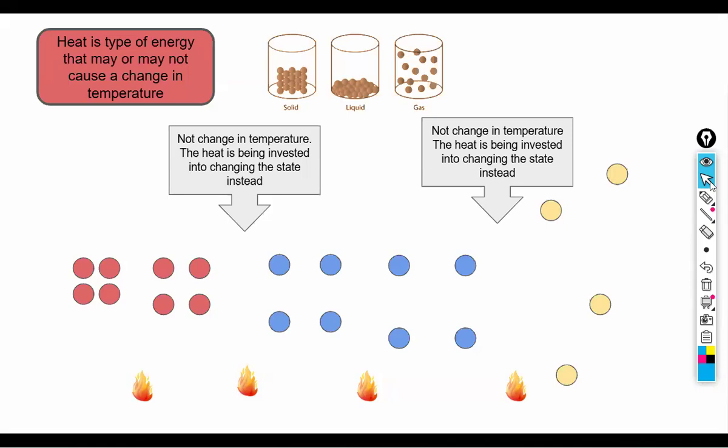All right. So let's talk a little bit. This slide is basically to explain number 3 on the last slide. Okay. So let's see. Heat is a type of energy that may or may not cause a change in temperature. Sounds crazy, right? Because isn't the whole point of heat to change the temperature or to increase the temperature? Let me put it in something that everyone understands.